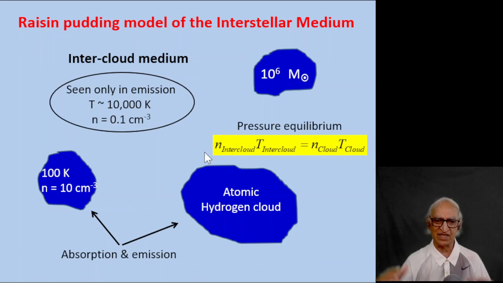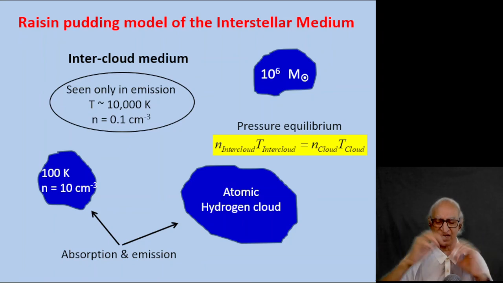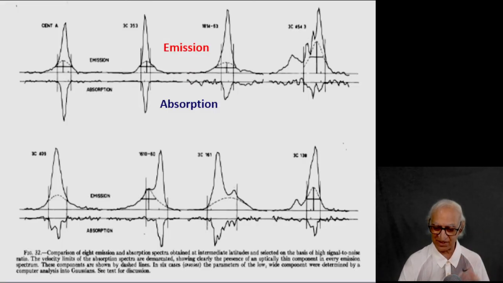So the idea is that the pressure inside the cloud, which is trying to disperse the cloud, is the same as the pressure outside, and therefore the cloud is kept intact due to pressure equilibrium. Now, one of the interesting things is that if you take these numbers that are deduced from observations, you will in fact see that 100 into 10 is the same as 10,000 into 0.1. Therefore, this principle of pressure equilibrium between the intercloud medium and the cloud is in fact obtained in the interstellar medium.